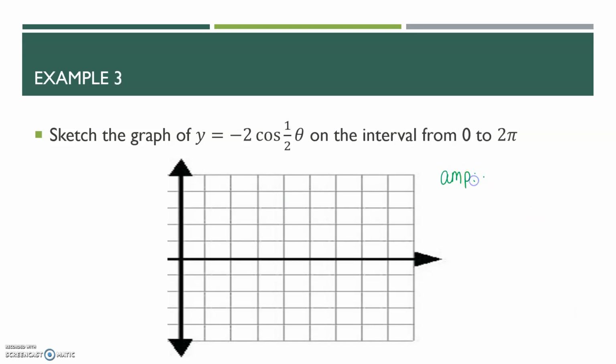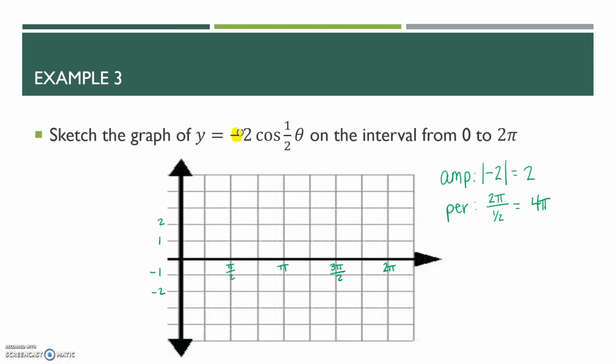Absolute value of -2 is 2. Period is 2 pi over 1/2. Well, 2 divided by 1/2 is going to be 4 pi. So I'm going to put 2 pi on here. I'm going to put my halfway mark, and I'm going to put pi over 2 and 3 pi over 2. And I'm going to count by whole numbers, 1, 2, -1, -2.